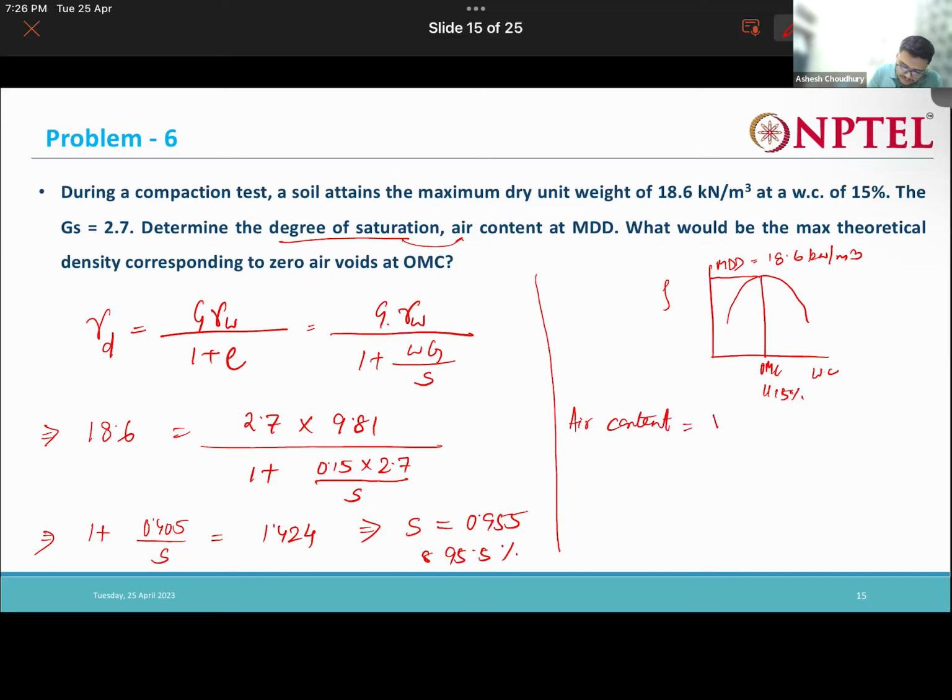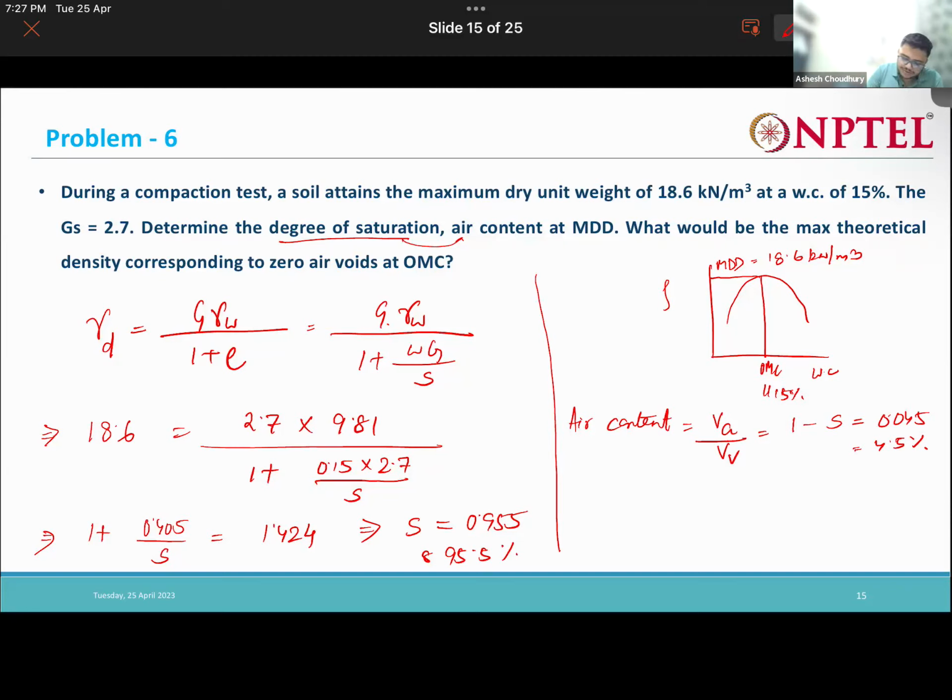Air content is what? Volume of air by volume of voids. And what is the saturation? Volume of water by volume of voids. So it's nothing but 1 minus S, which is equal to 0.045, which is roughly 5 percent. So this much is the air content at the maximum dry density.